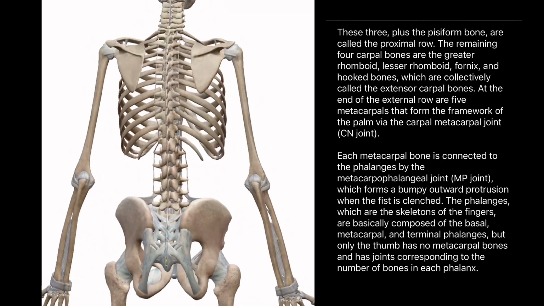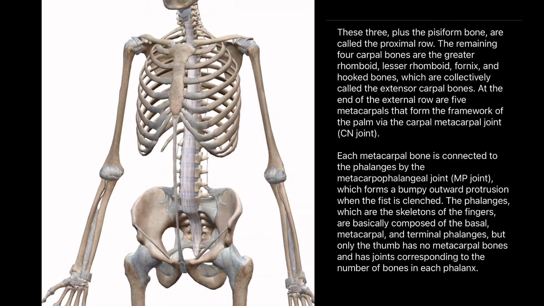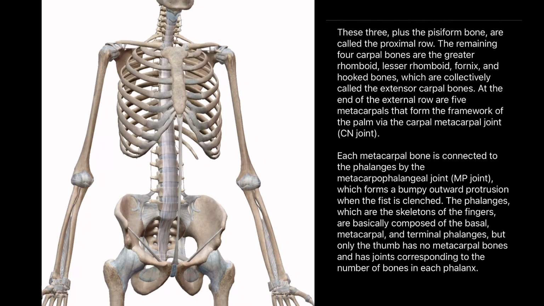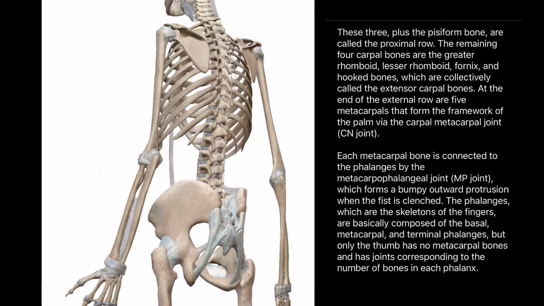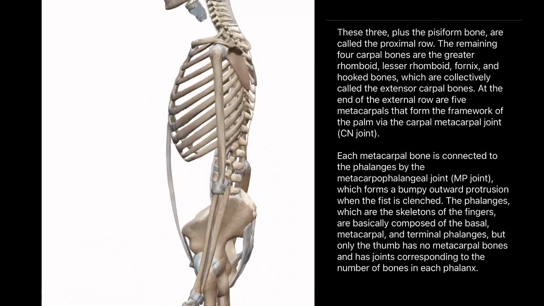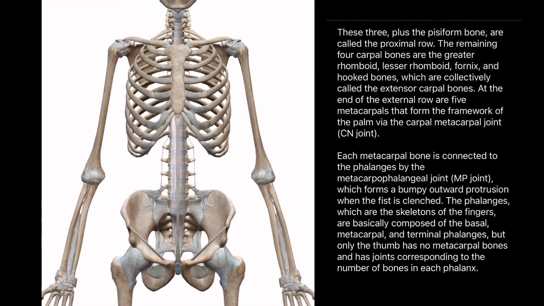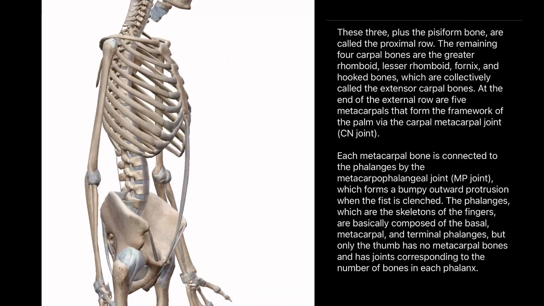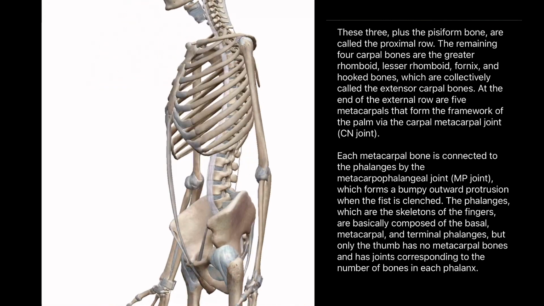These 3, plus the pisiform bone, are called the proximal row. The remaining 4 carpal bones are the greater rhomboid, lesser rhomboid, fornix, and hook bones, which are collectively called the distal row. At the end of the row are 5 metacarpals that form the framework of the palm via the carpometacarpal joint (CM joint).